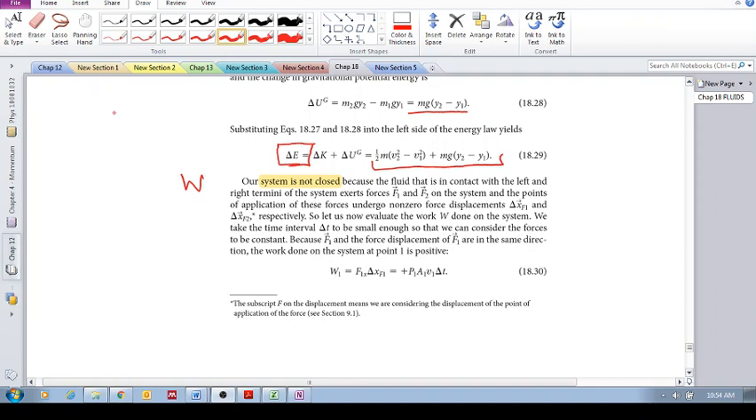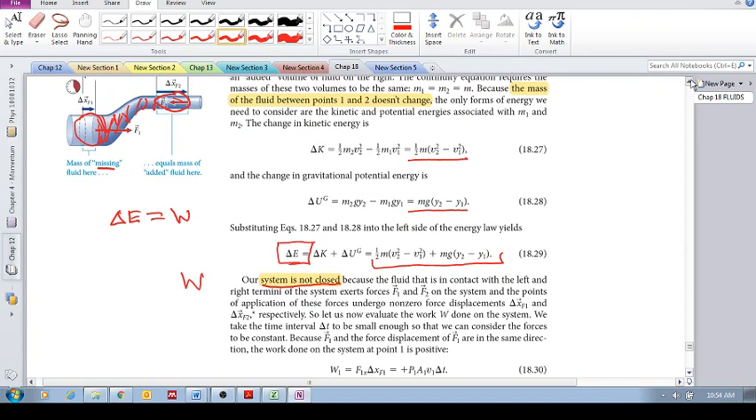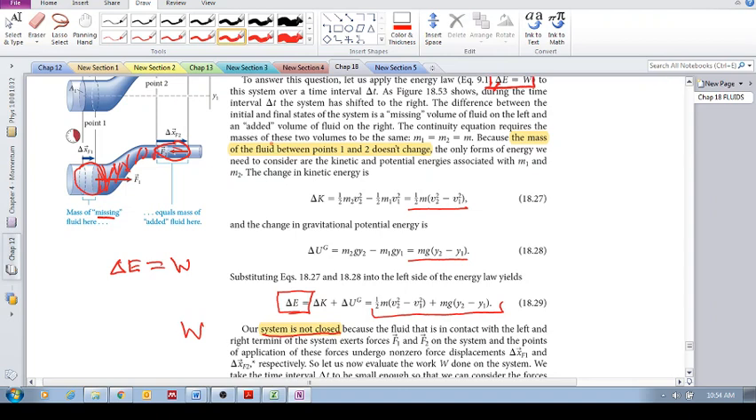Okay, so the change in energy on the system is equal to the work done. So we looked at the change in energy. Now what about the work? Well, the system is not closed. That is because there is energy transfer to the system. Work is done on the system.